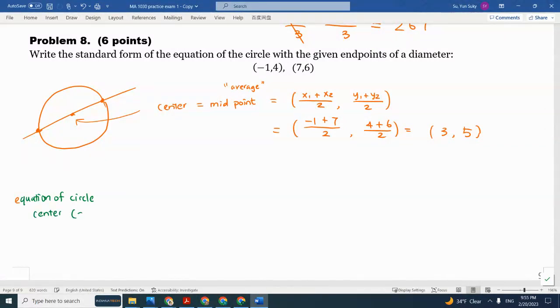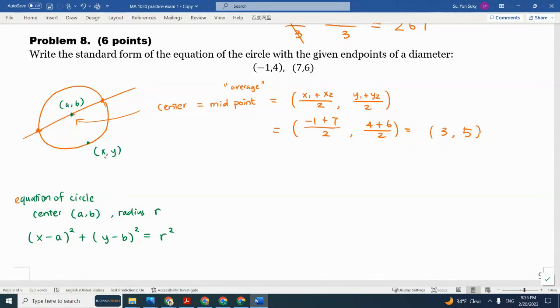Suppose we have the center (a, b), and the radius is r. The equation of the circle is (x − a)² + (y − b)² = r². How do we get that? What is the property of a circle?